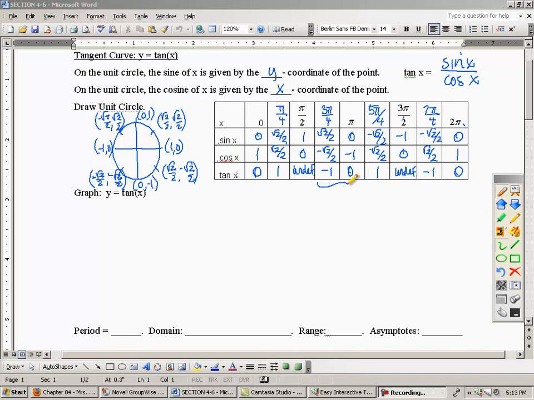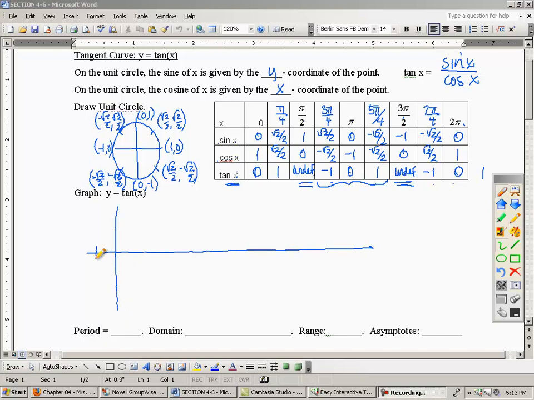If you look in the middle, you can see it's undefined, negative 1, 0, 1, undefined. Negative 1, 0, this should be a 1, and then again an undefined. Here, 1, 0, this should be a negative 1, and then again an undefined. These undefined marks are going to be our asymptotes. So I'm going to draw a couple of these.